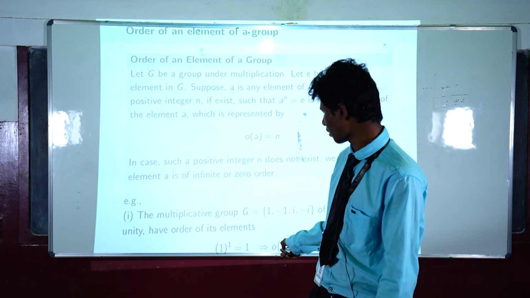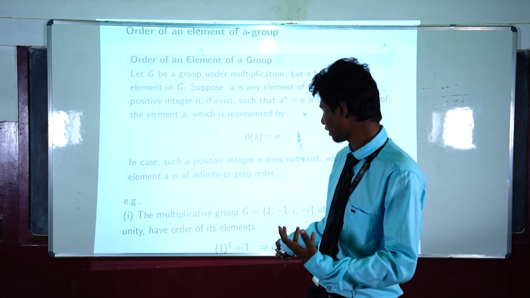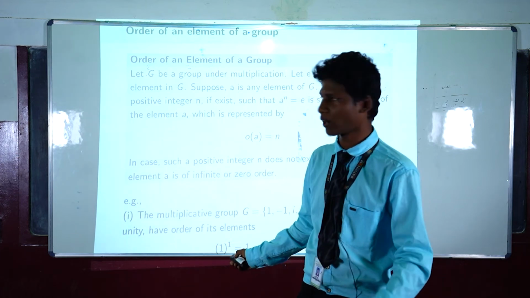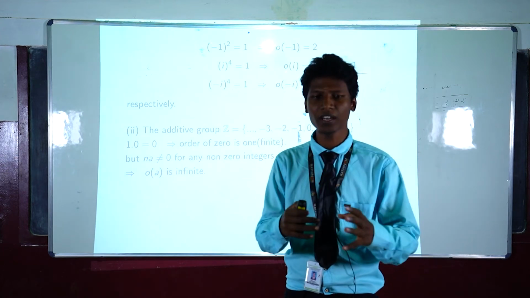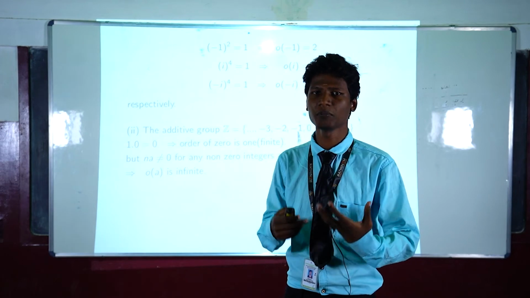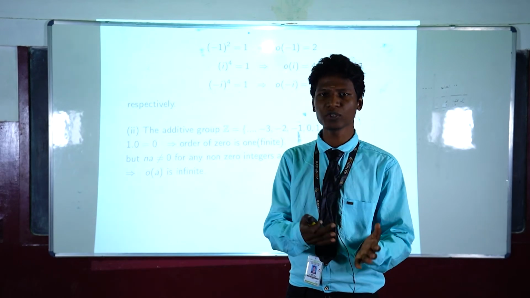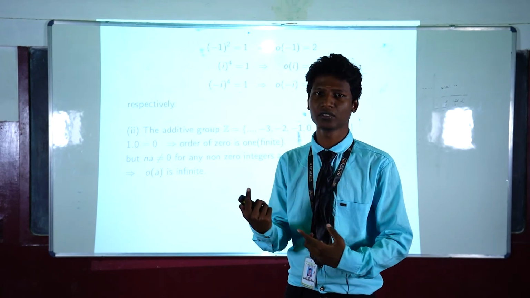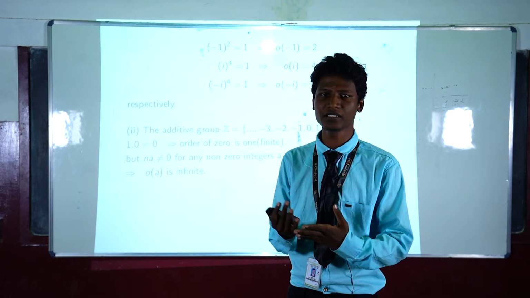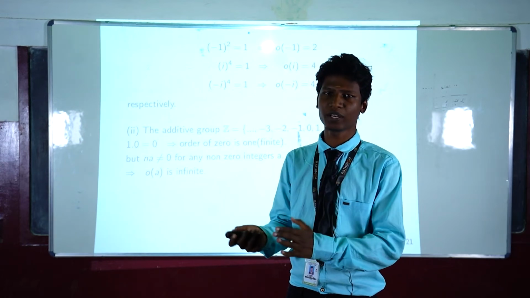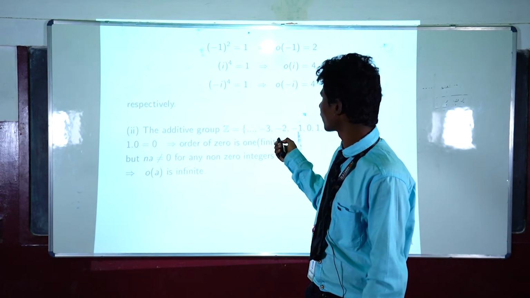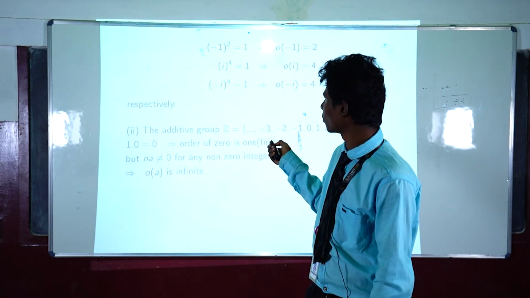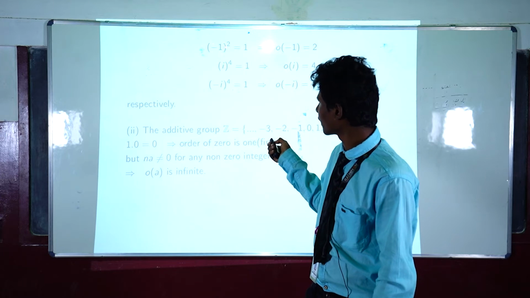So here one should be called the identity element, having order 1. But for minus 1, under multiplication, minus 1 into minus 1 should be 1. So the identity element exists only for minus 1 into minus 1. When we multiply minus 1 and minus 1, we get plus 1. So plus 1 is the identity element, and the order of this particular element minus 1 is 2.